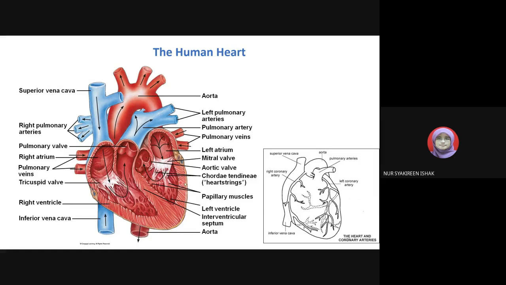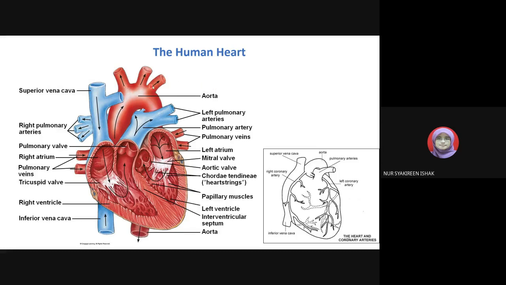why is it that the wall of the left ventricle is thicker? Because the left ventricle has to contract more forcefully so that it can pump the oxygen rich blood out of the heart, okay, through the aorta and enters into the systemic circuit.